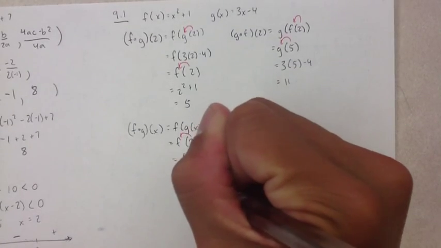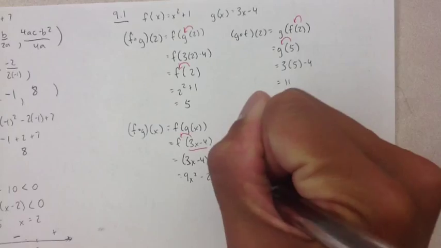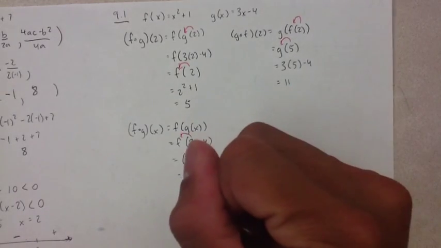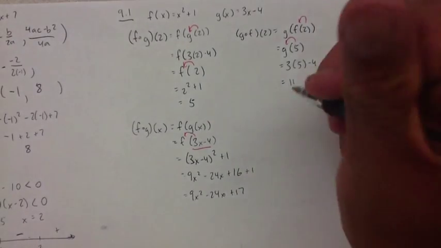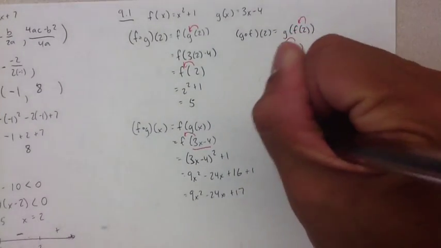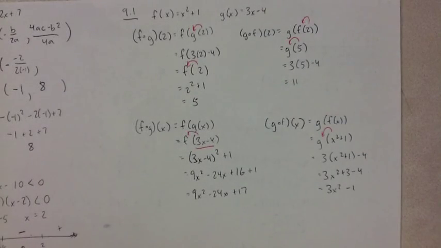Foil that out, so that's 9x squared minus 24x plus 16 plus 1. So that's 9x squared minus 24x plus 17. And the same thing with g of f of x, which all works out to be 3x squared minus 1.